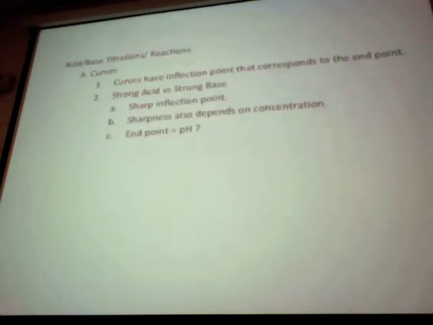Is this due on the day of the exam too, or after? A week. Next Wednesday is exam day, right?